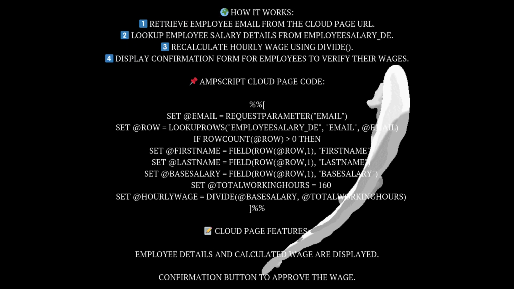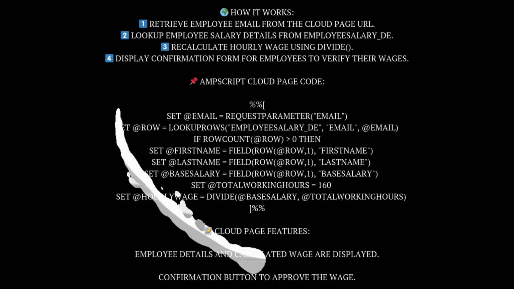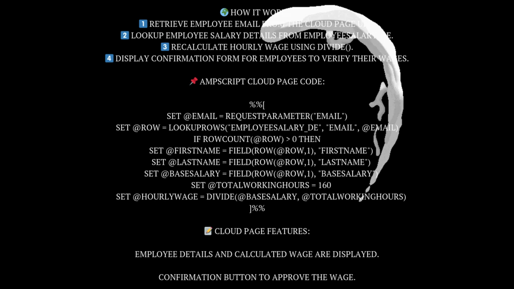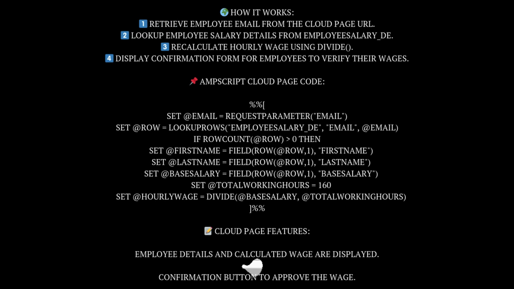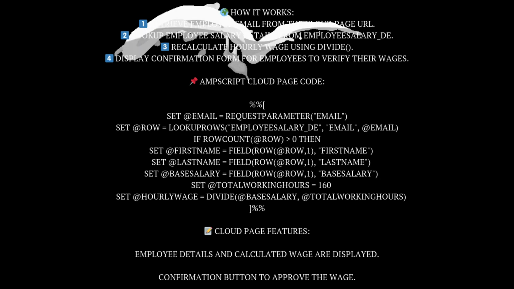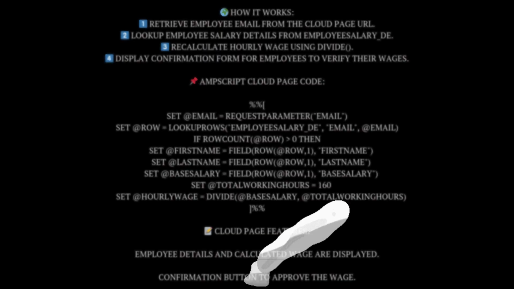Of course, we are using HTML code along with the AMPscript. So here is the code. The cloud page features employee details and calculated wage displays, and confirmation buttons to approve the wage. This is all about the cloud page code. Next we will see the code.